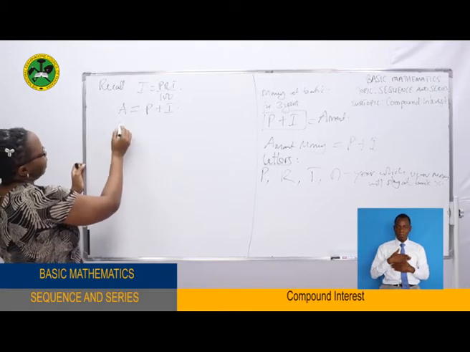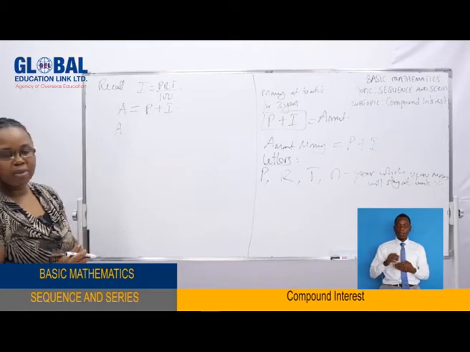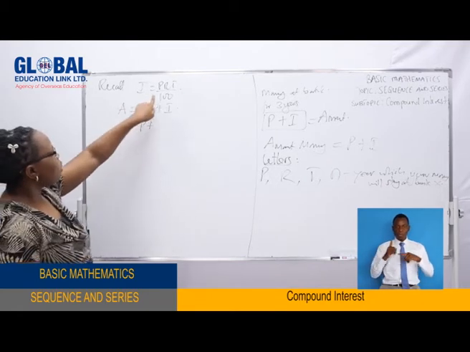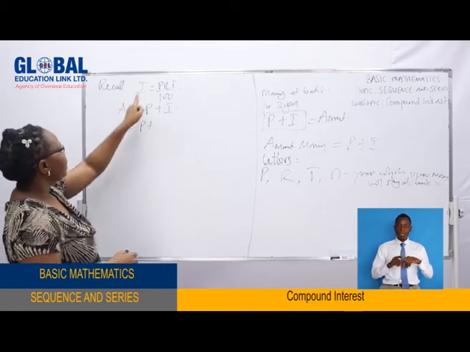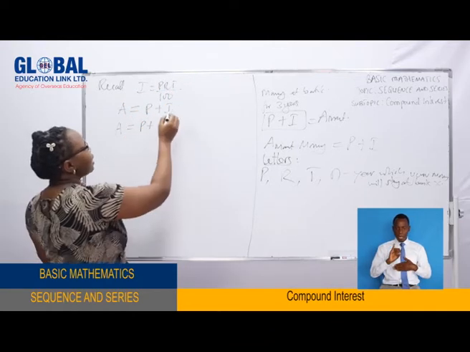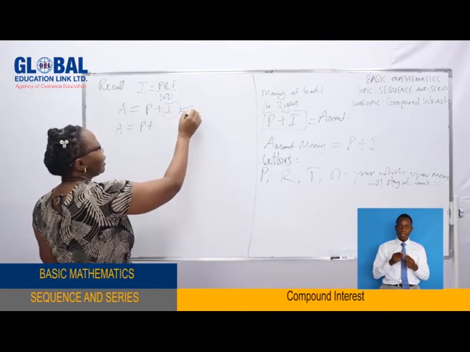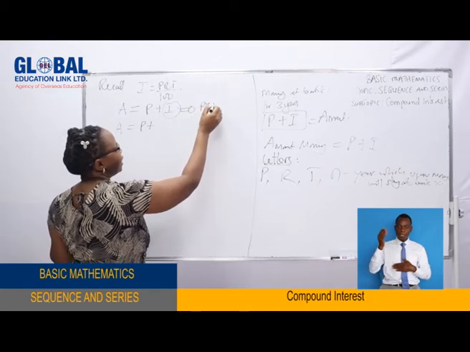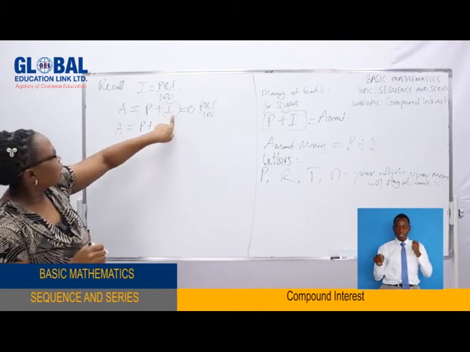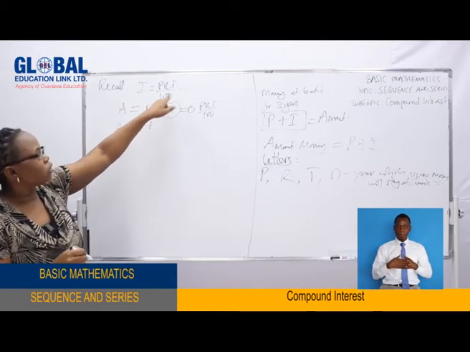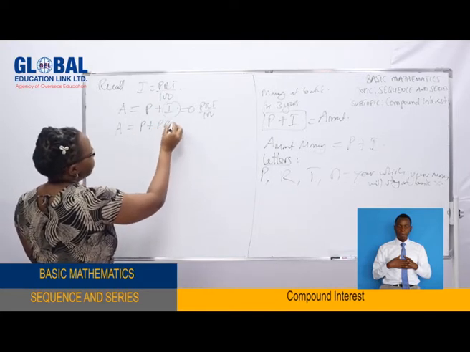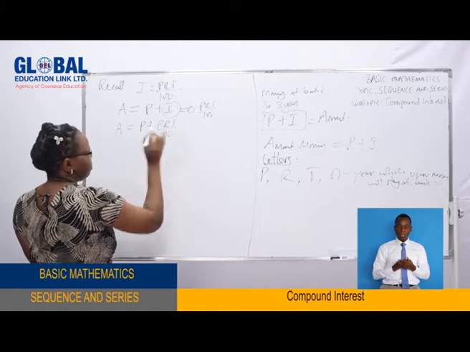The amount of money equals principal plus, from what we learned in Form 1, the interest, which is equal to PRT over 100. So instead of putting interest, we replace it with PRT over 100, because this is the interest and the formula of interest is equal to this. So it will be P plus PRT over 100.